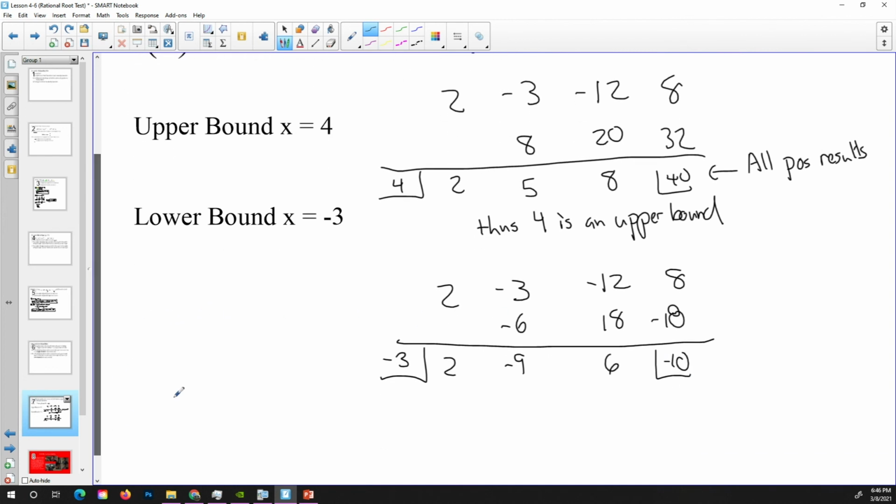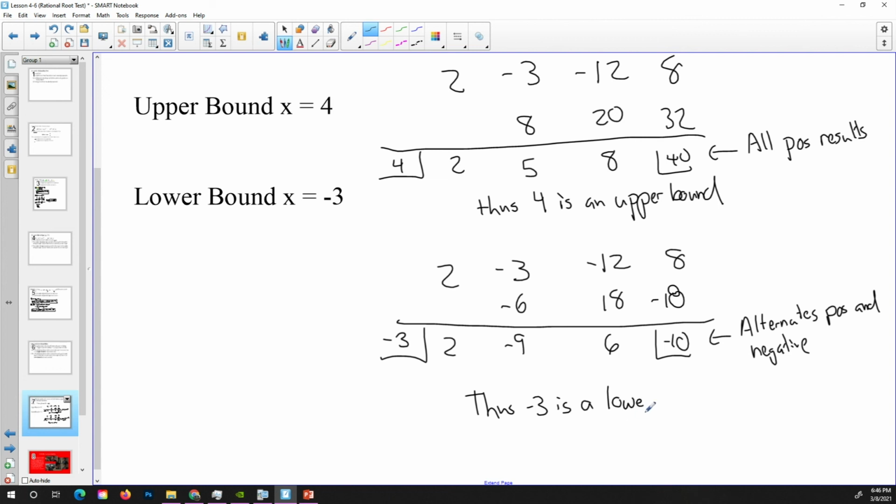And notice, it alternates positive and negative. Thus, -3 is a lower bound. And that tells us that there is no value for x less than -3 that will be a 0 for this function. Well, that's all I got for today, folks.